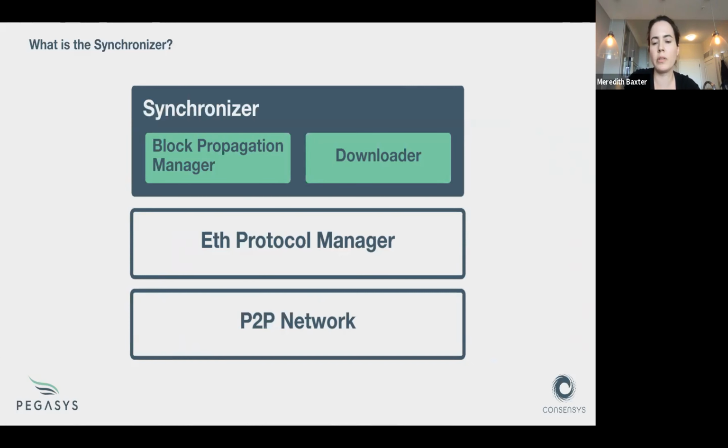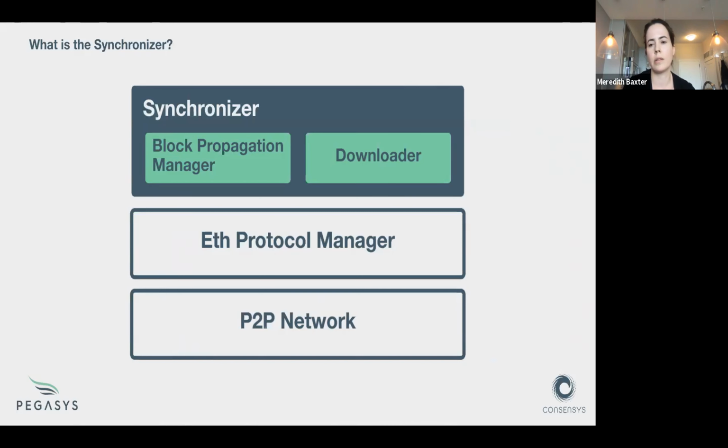It also exposes some utilities for sending queries over the ETH protocol. And these utilities are used by the synchronizer, which sits at the top of the diagram here. Synchronizer is basically in charge of keeping the local client in sync with the network, as the name suggests. There are two broad classes of behavior that the sync is in charge of. So it's got a block propagation manager that's in charge of listening for new blocks as they propagate across the network. So it's looking at activity at the chain head and watching as the chain advances.